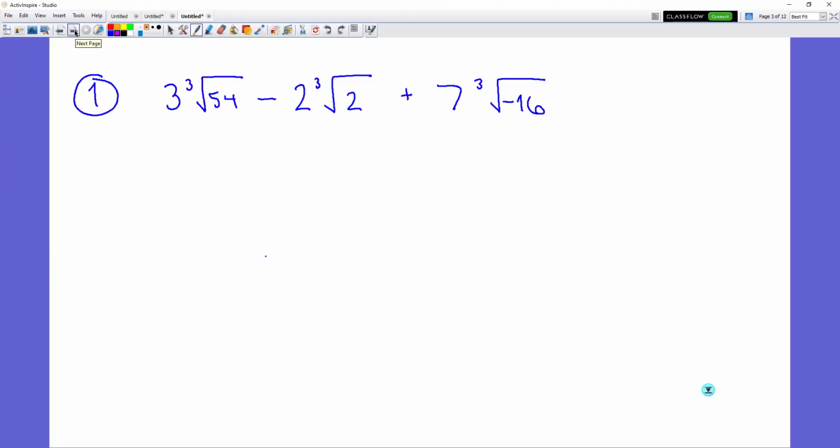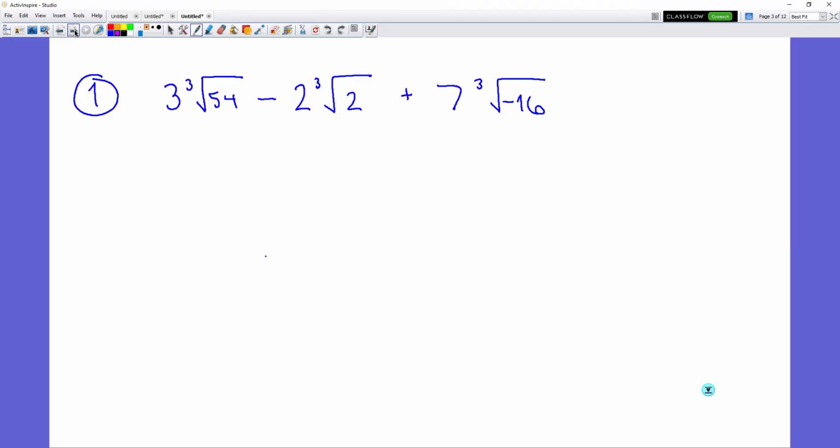All right, so here's our first problem. Again, this is from All Things Algebra. We have 3 cube root of 54 minus 2 cube root of 2 plus 7 cube root of negative 16. Now, as we see here, all these have cube roots, so there's a good possibility that we can eventually add or subtract these like terms because they all have the same root.